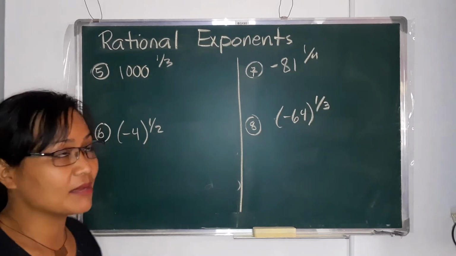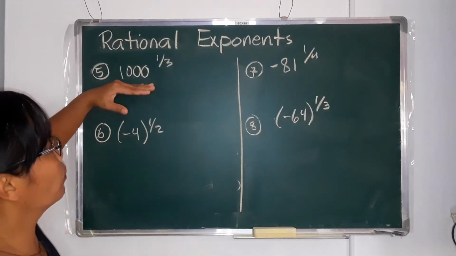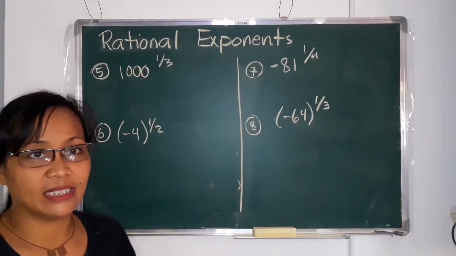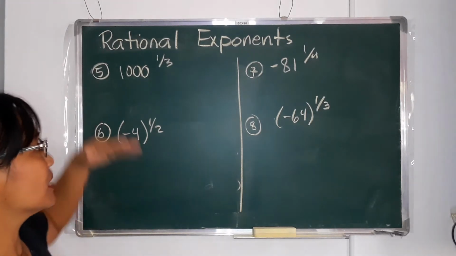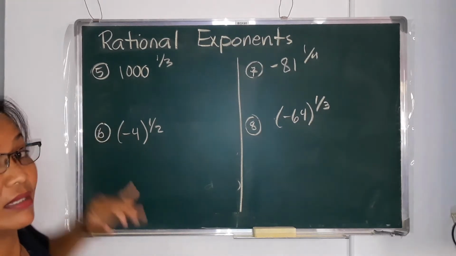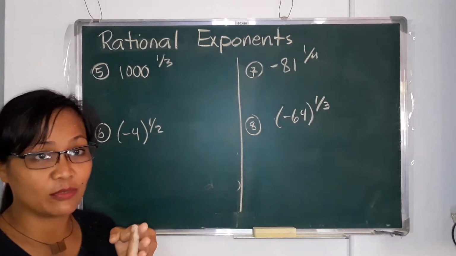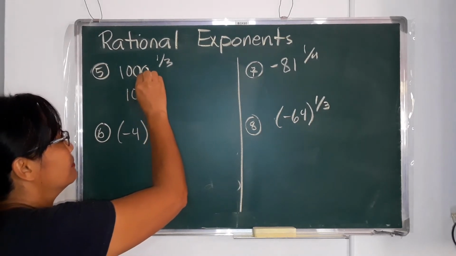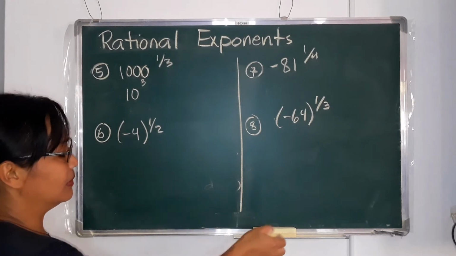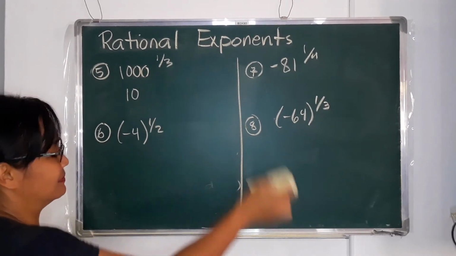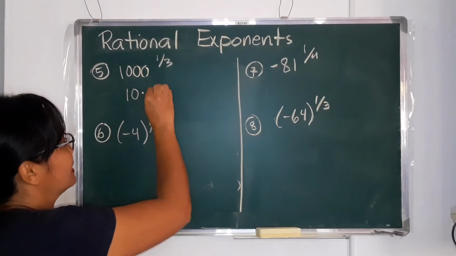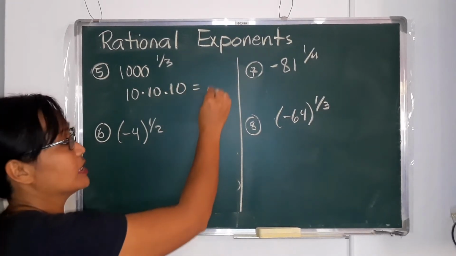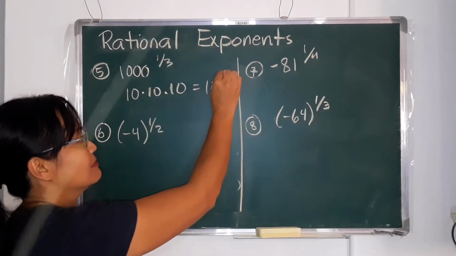Okay, so for example number 5, we have here 1,000 raised to 1/3. So, think of a number that if you multiply by itself, it becomes 1,000. So, we have 10. 10 times 10, 100 times 10, we have 1,000. Let's try again. 10 times 10 times 10. That is 1,000. Or in exponential form, we can write it as 10 raised to 3.